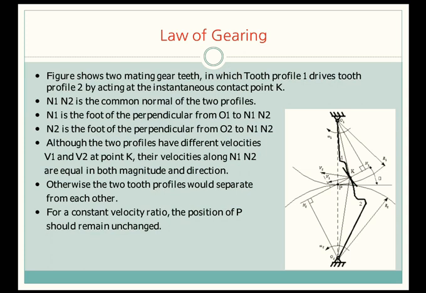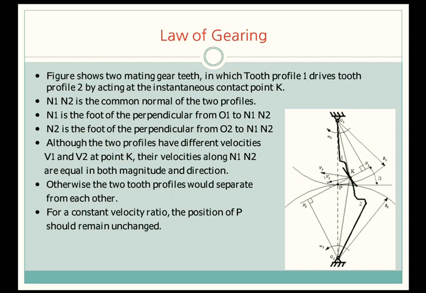The figure shows two mating gear teeth in which tooth profile 1 drives tooth profile 2 by acting at the instantaneous contact point K. In the figure, the upper portion is called gear 1 and the lower portion is called gear 2. The center of the upper gear is O1 and the center of the lower gear is O2. The dotted line between O1 and O2 is shown, and the point P is called the pitch point.